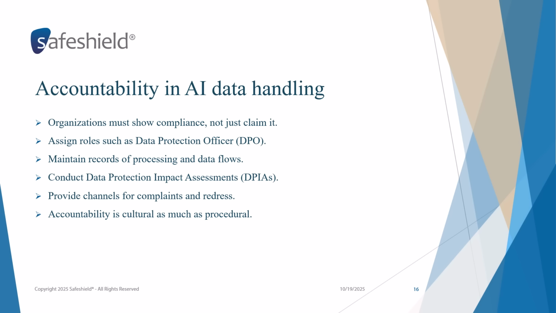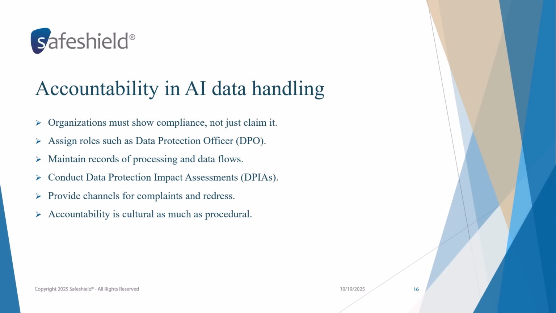Organizations should maintain detailed records of processing activities. These logs document what data is collected, why it is used, how long it is retained, and what safeguards are applied. In AI, this extends to model training data, algorithm selection, and evaluation methods.